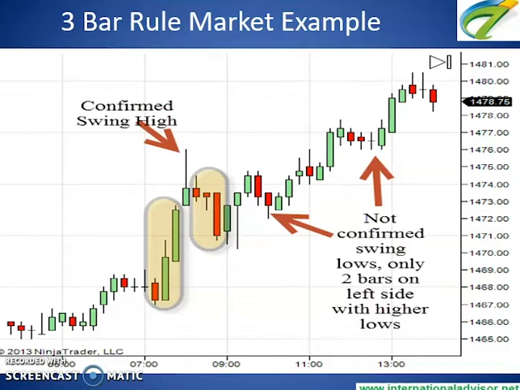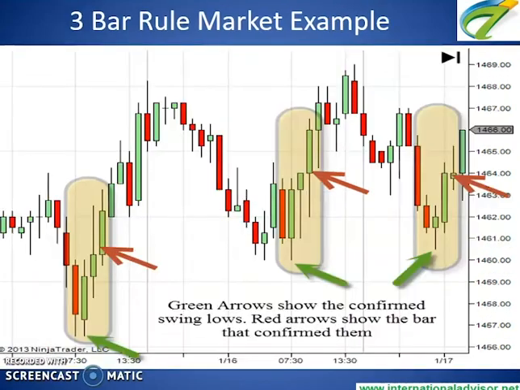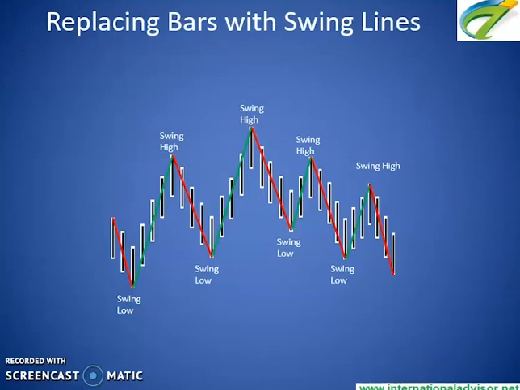In a real chart example, you can see like this, 3 consecutive bullish bars, and this is the confirmed swing high because this is followed by this bearish move, right, and so on. Again, a 3-bar rule market example, you can see this is a bullish 3, bearish, and this is almost the same but the lowest point, so this swing is confirmed here, and still it will give us a move ahead. Replacing bars with swing lines, we can easily see this is swing low, swing high, swing low, and so on.